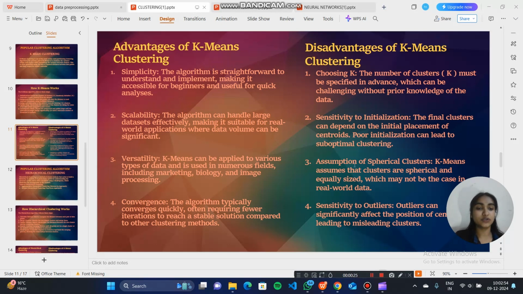Third, assumption of spherical clusters. K-means assumes that clusters are spherical and equally sized, which may not be the case in real-world data. Fourth, sensitivity to outliers. Outliers can significantly affect the position of centroids, leading to misleading clusters.